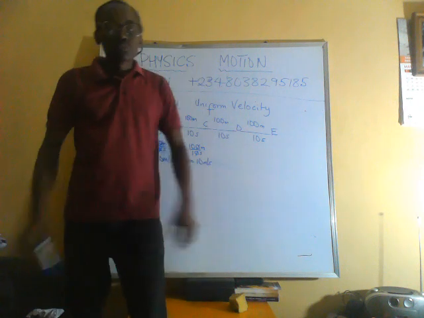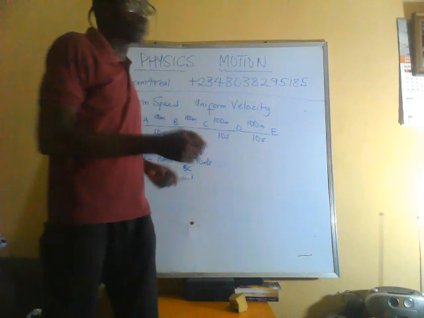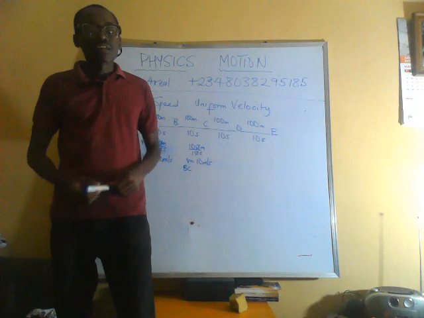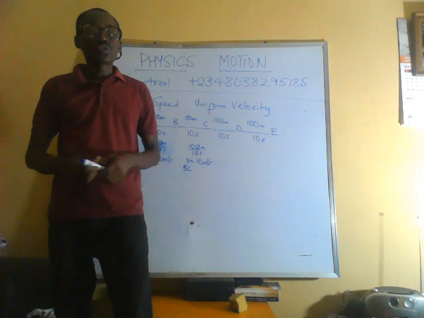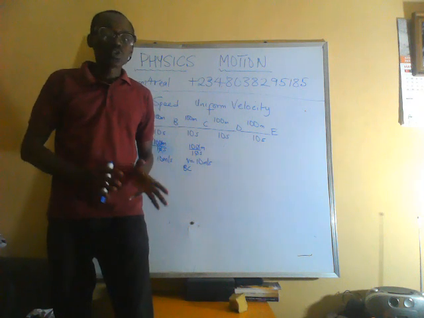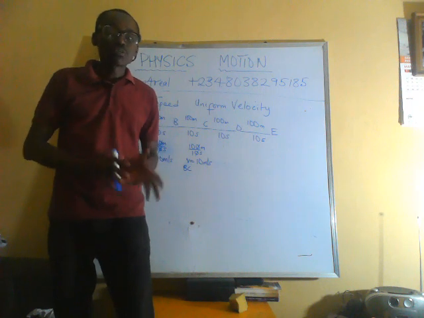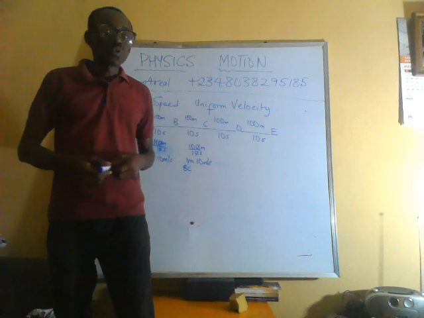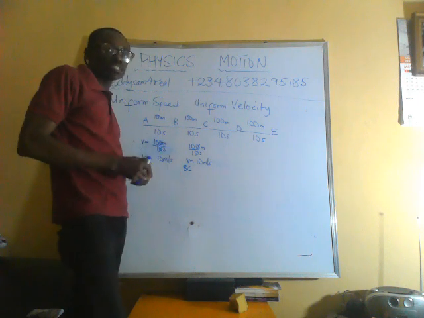So, welcome to our second lesson on motion. This is lesson 2, the second part of our lesson on motion. Like I promised, we're going to go into uniform motion: uniform velocity, uniform speed, average velocity, and average speed. So, without wasting your time, what is uniform velocity?